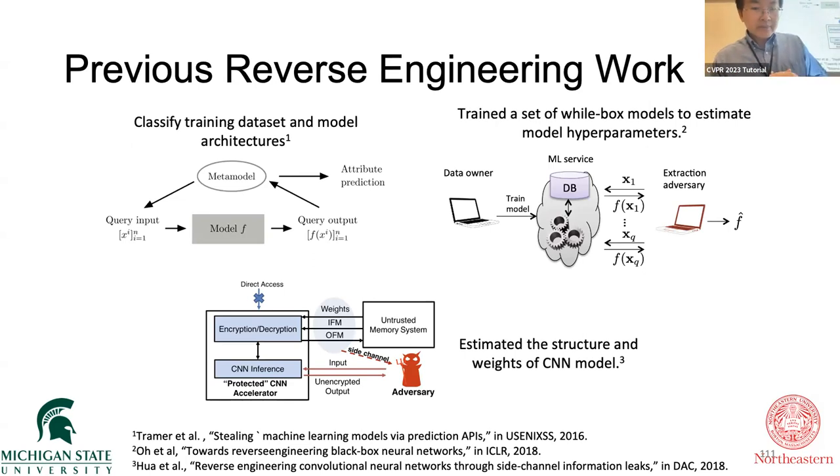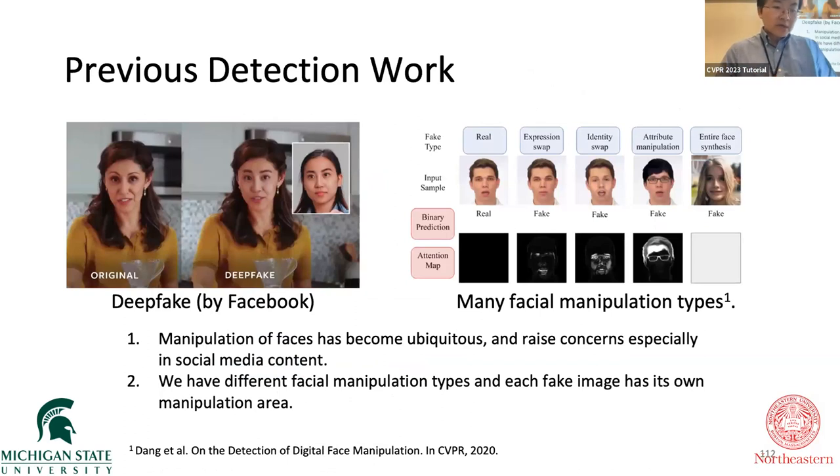The second one assumes you have white box models and estimates the training parameters, such as the step size and the learning rate. Those parameters you're trying to estimate. The last one tries to use additional information such as GPU consumption and memory leakage information. You use that hardware information to help you do the reverse engineering, basically. While in our case, we only want to take the synthetically generated image, the photo, as the only information to do reverse engineering.